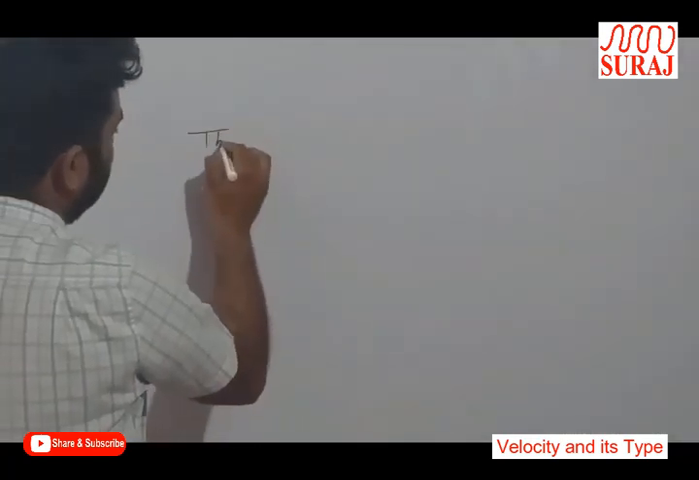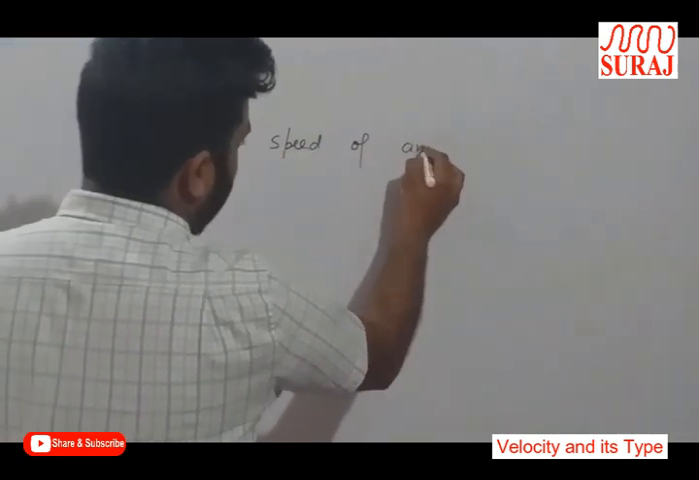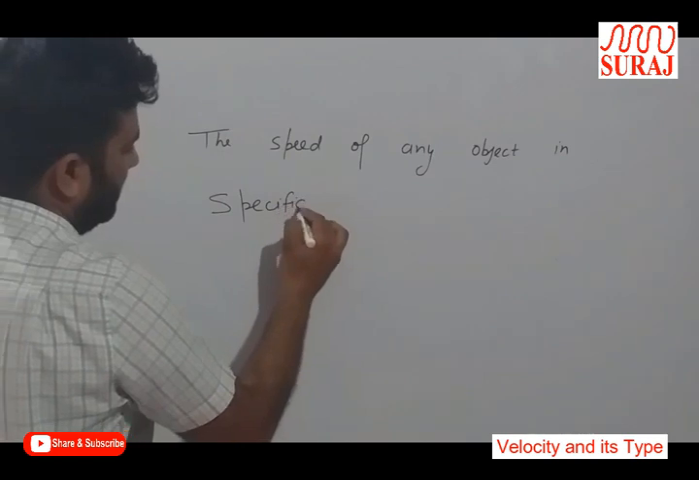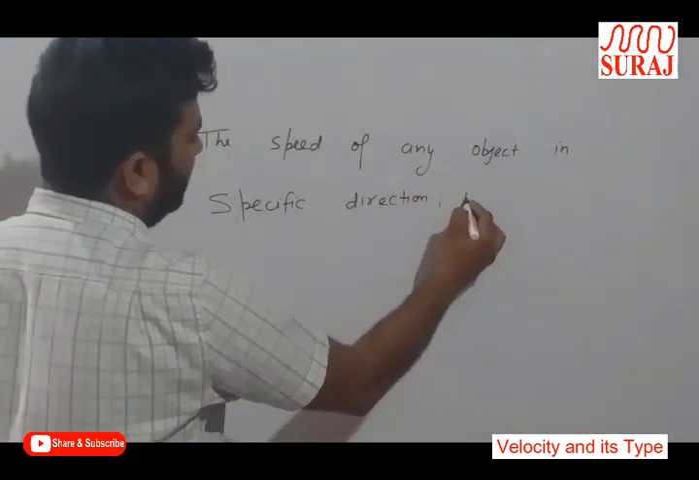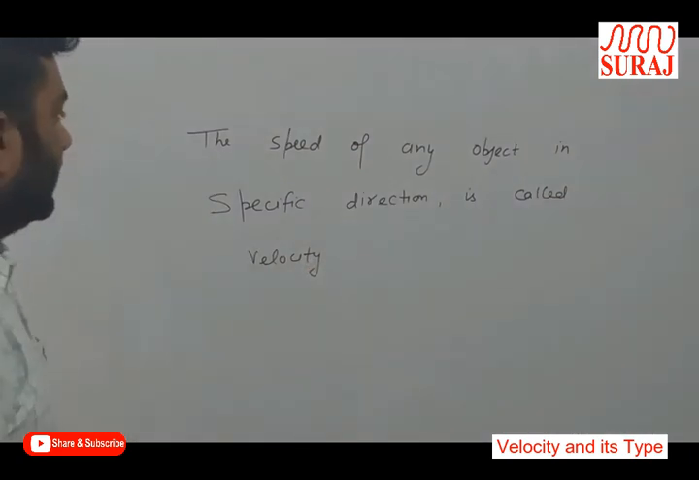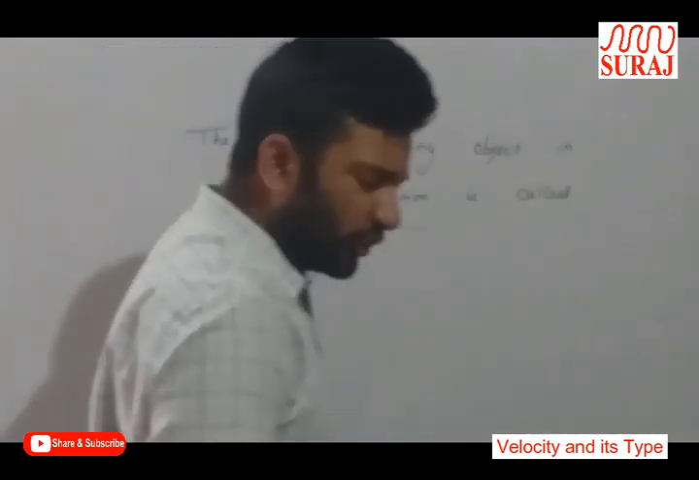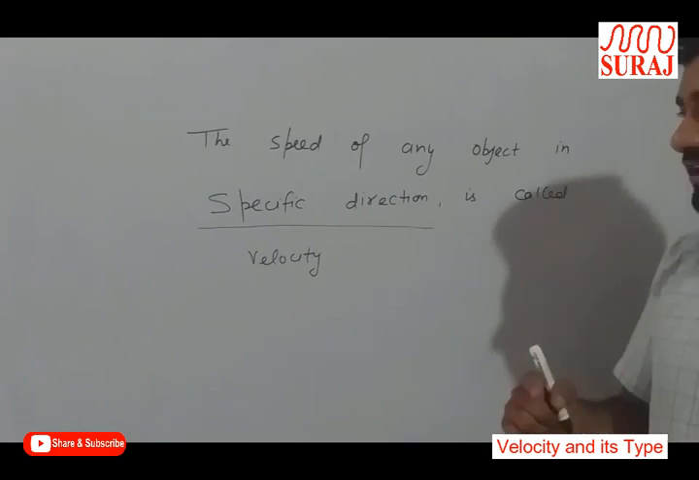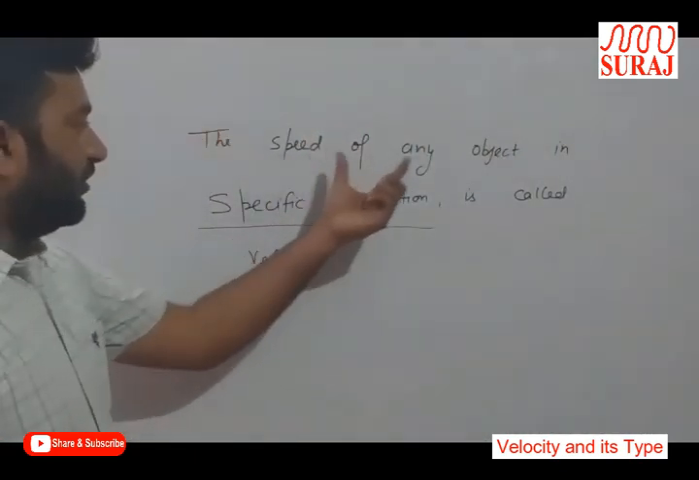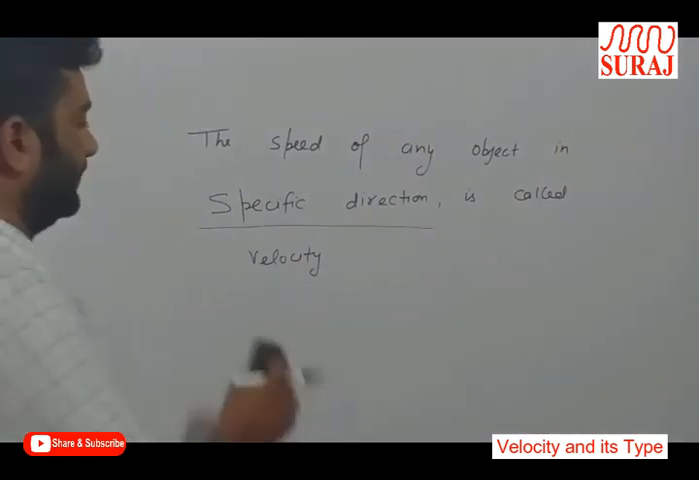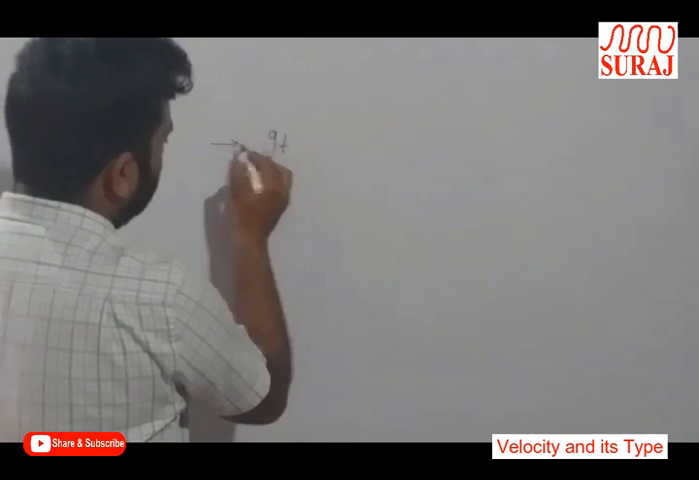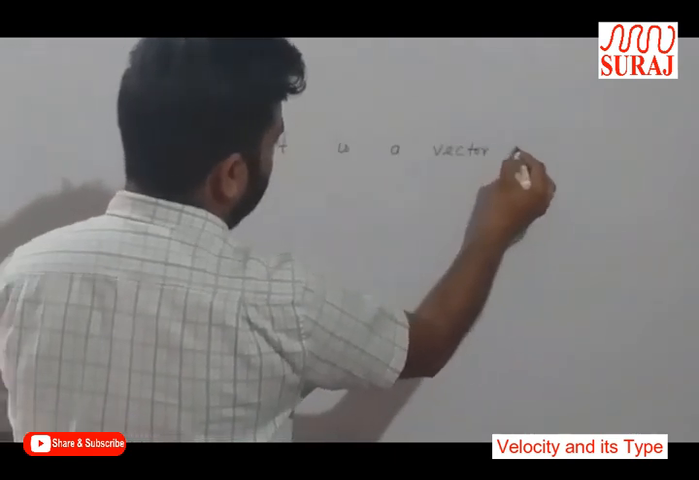Dear students, we can say the speed of any object in a specific direction is called velocity. If direction is specific, then you can understand that it is a vector quantity, because vector quantities are those quantities which have magnitude as well as direction. So the speed of any object in specific direction is also called velocity. Dear students, it is a vector quantity.